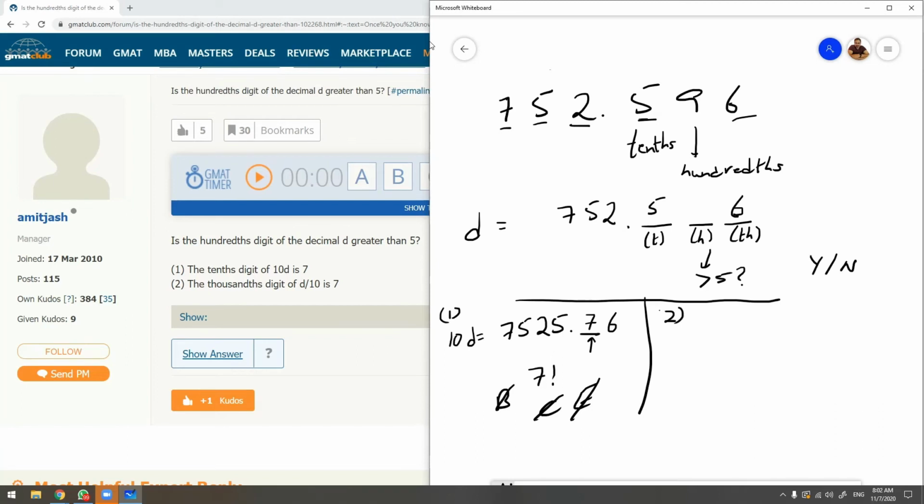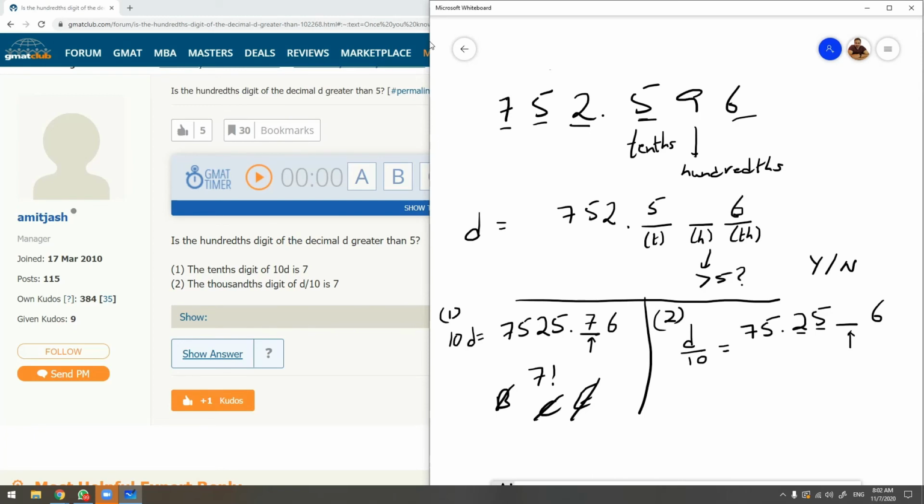Let's look at the second statement alone. The thousandths digit of D divided by 10. D divided by 10. All right. D is 752 point something. D upon 10 will be 75.25, then the blank, then 6. Okay. The thousandths digit. This is the tenths. This is the hundredths. This is the thousandths. The blank we were looking for.